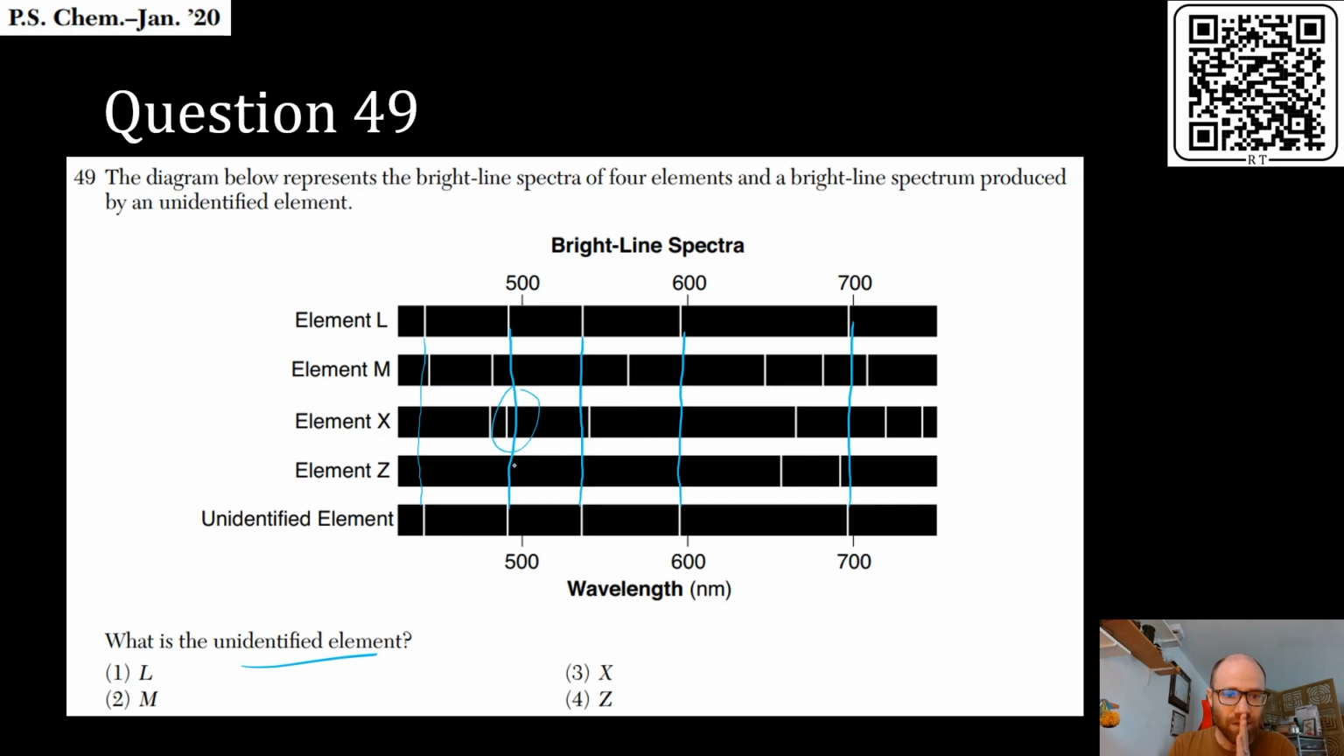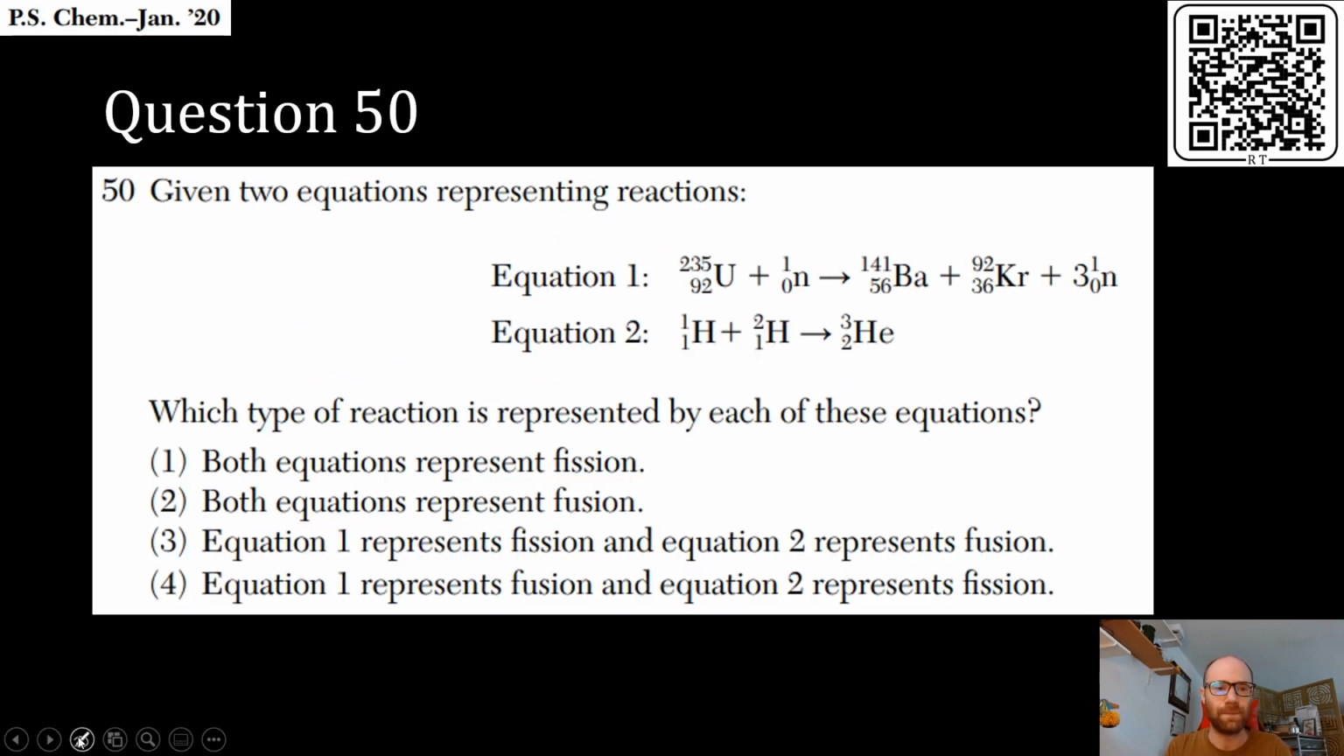Yeah, there's some closeness here for X, but we need to match every single line, and I can see that there is not anything in this 650 range for element M, X, or Z to be present. So I'm fairly confident that element L is the unidentified element just by matching things up.